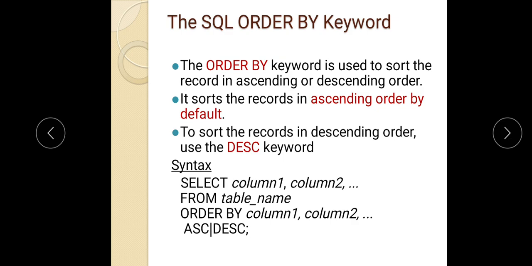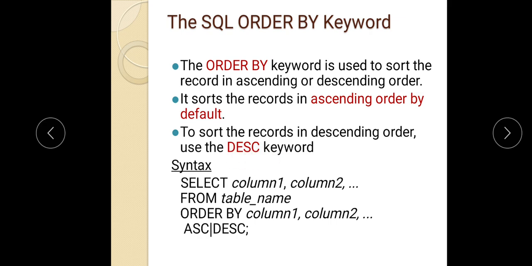From the name itself, it is almost clear that the order by keyword is actually used to sort a record in ascending or descending order. Suppose we have a table with roll number, name and marks of the students, and we want to sort the names in ascending order. In that case, we can use this keyword called order by. We can also use it for sorting the records in descending order, and for that we use the keyword DESC.